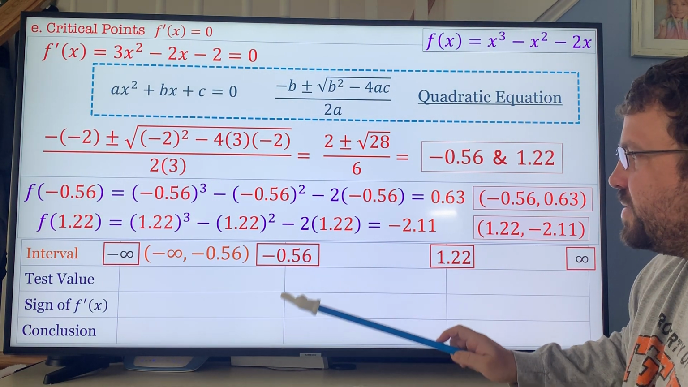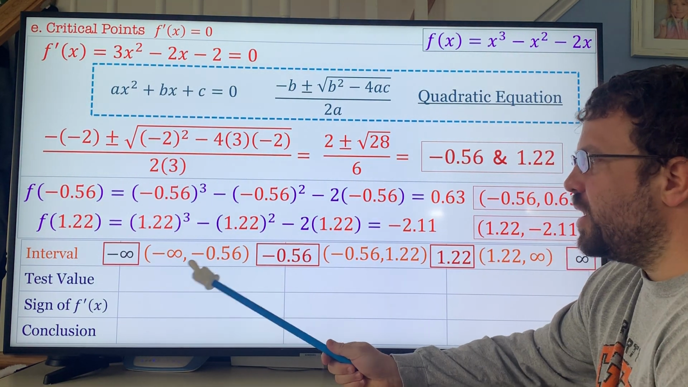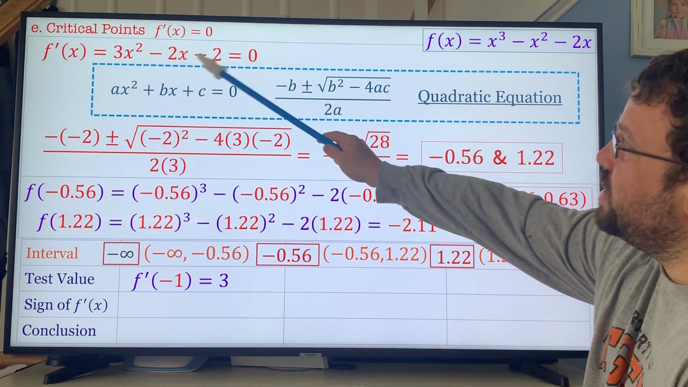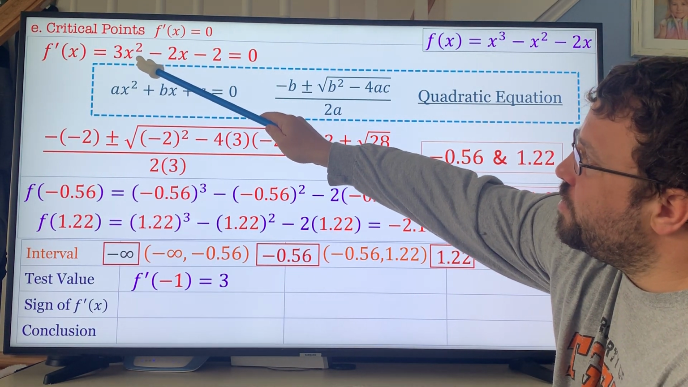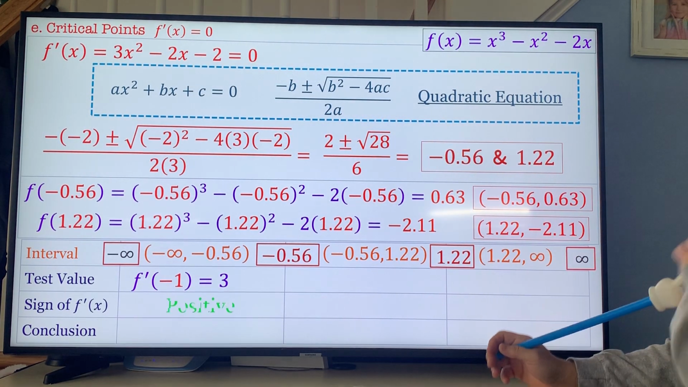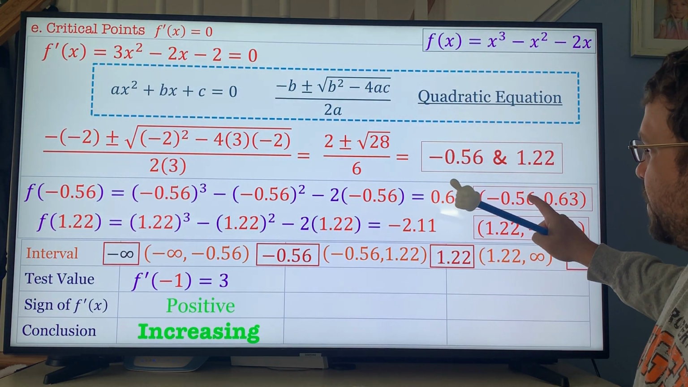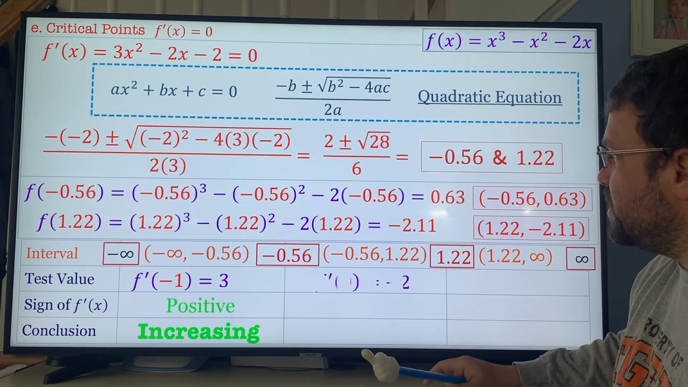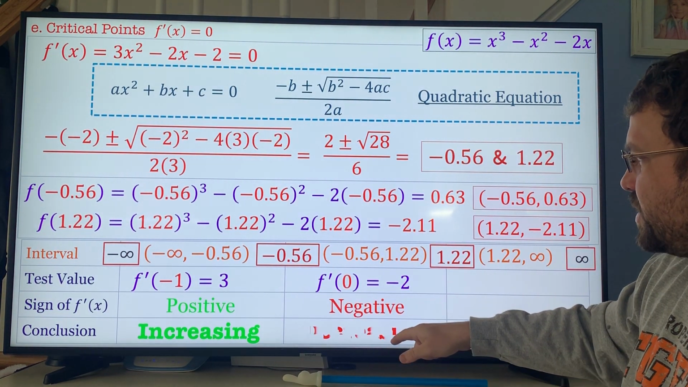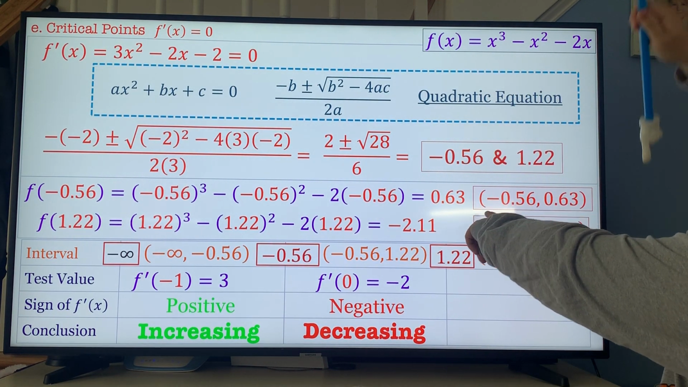All right, so anyway, -0.56 and 1.22. Intervals: negative infinity to -0.56, -0.56 to 1.22, 1.22 to infinity. Test value, let's pick -1. Take -1 and plug it into this equation: 3 times 1 minus 2 times -1 is plus 2, minus 2, equals 3. 3 is a positive number, which means the graph is going to increase till it gets to this point. After it gets to this point, a number between these two is 0. 0 minus 0 minus 2 is -2. Negative, it's decreasing. So it increases till it gets to this point, and once it gets to that point, it's going to start decreasing.